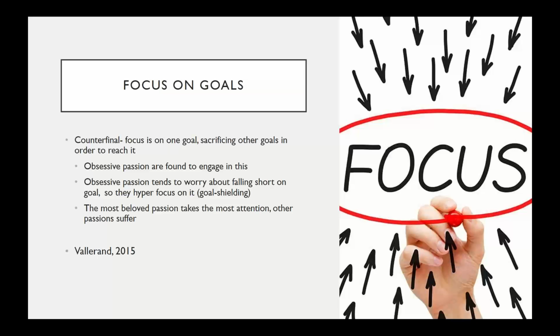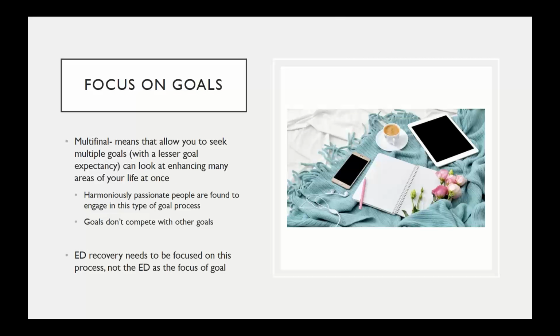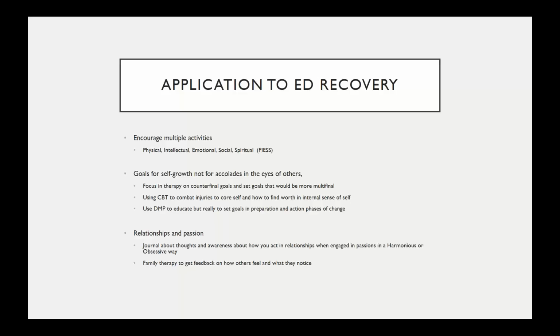Counterfinal is sacrificing one goal and then goal shielding it, meaning that we are going to really focus on this so we don't fall short. And then all the other goals and passions and other things we have in life kind of suffer. And that's, of course, an obsessively passionate approach, versus multifinal, which is seeking competence in many different areas, that balance. And harmonious, passionate people are found to engage in this type of goal process. These goals are not competing with each other. And so we want this to be part of our eating disorder recovery goals. And so talking to them about a few different goals they can meet would be important in your treatment plan.